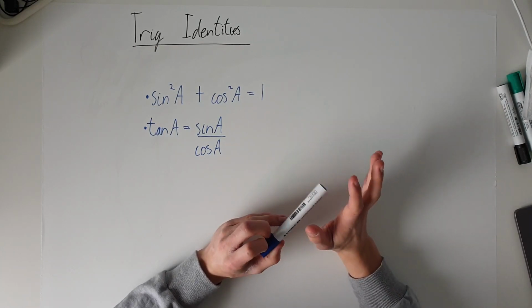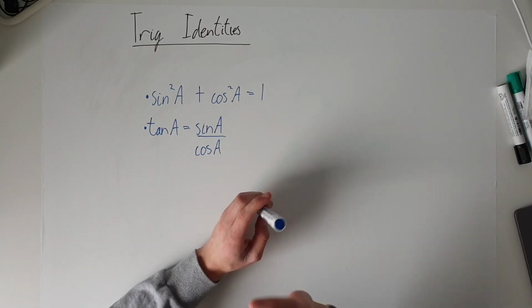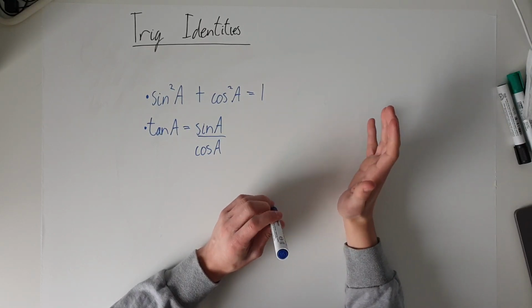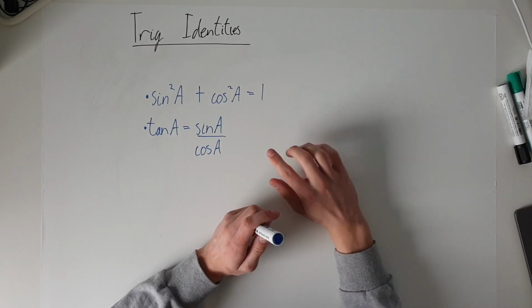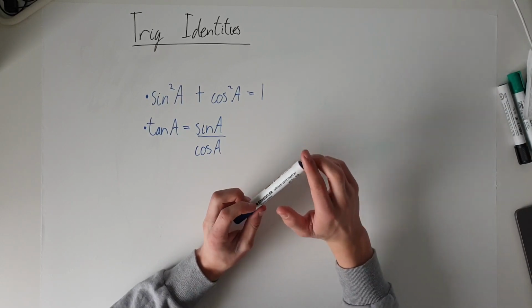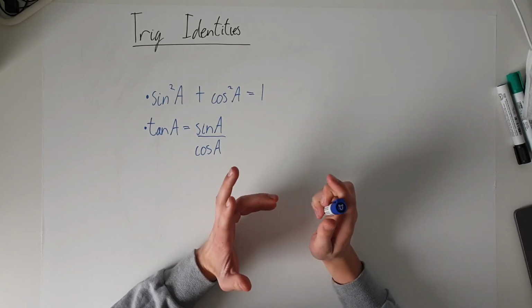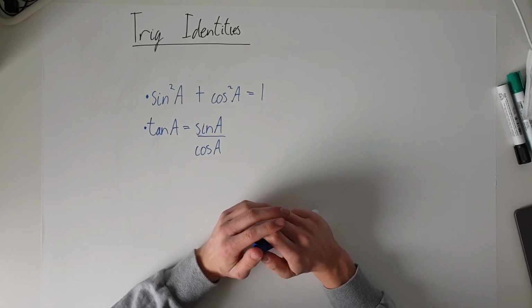You do not get these in your formula sheet, so you do have to remember them. However, they're not the most difficult things in the world to remember. Sine squared a plus cos squared a is equal to 1. Tan a is equal to sine a over cos a. And eventually, after doing these questions, you will just be able to know them off the top of your head.